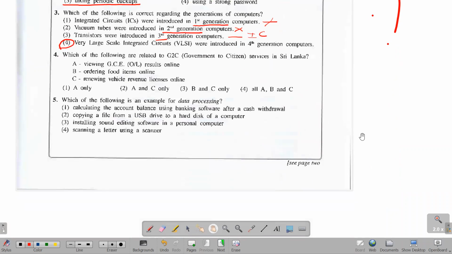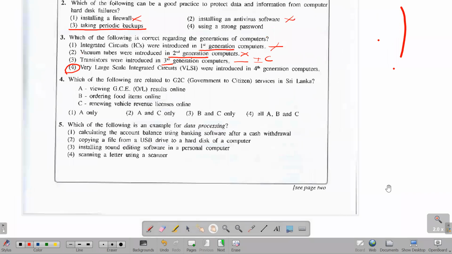And the fourth, which of the following are related to G2C, government to citizen services in Sri Lanka? Viewing GCE O-level results online. Yeah, it is given by the Education Ministry as a government service. Right, so it is correct.